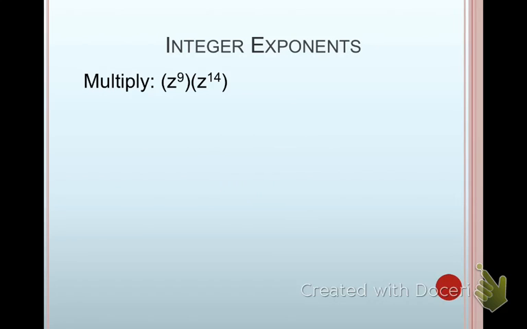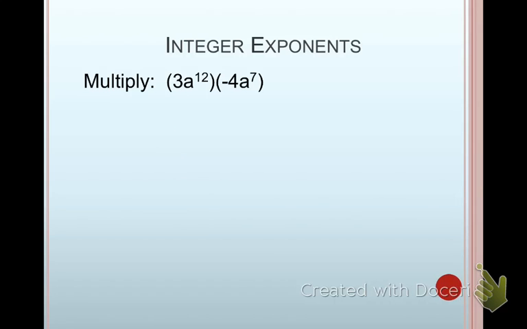All right, I want you to try a few of these on your own. So go ahead and pause the video, try it, and see if you get what I get. How's z to the 23 sound? In this case, because we have like bases of z, we need to go ahead and add the two exponents. 9 plus 14 is going to give us 23, so we get z to the 23.